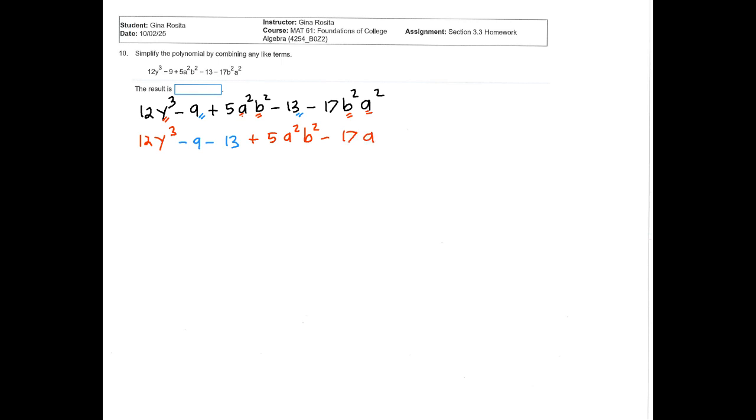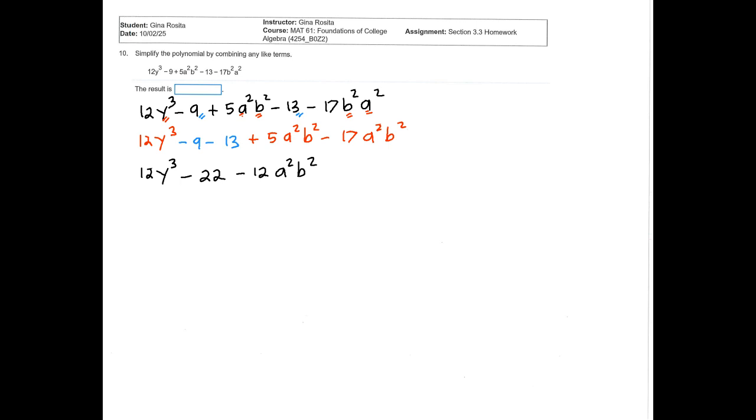So we're going to solve this one. So 12y cubed. Negative 9 minus 13. The answer is minus 22. 5 minus 17. The answer is minus 12. So a squared b squared. Okay, this is for number 10.